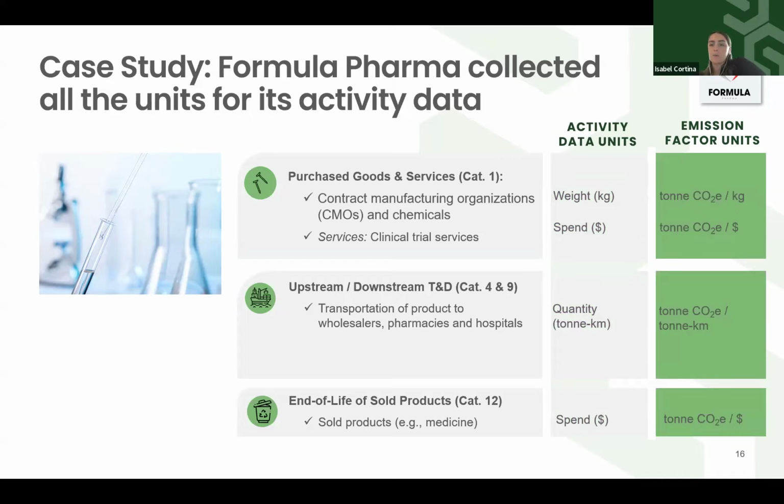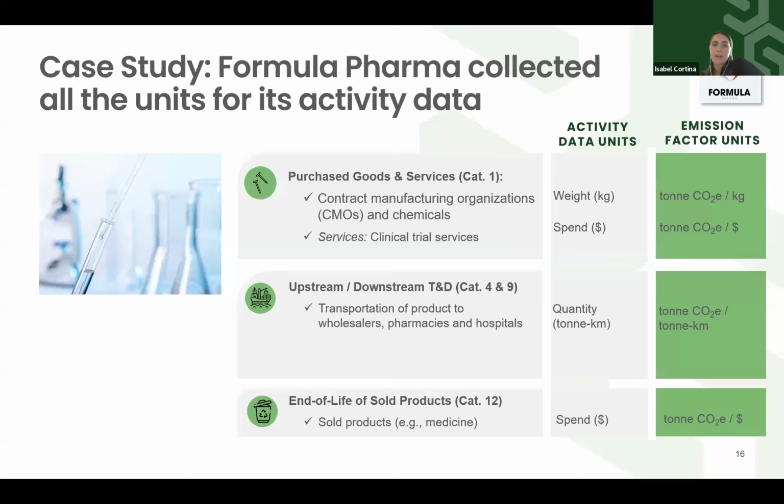Formula Pharma was able to define the appropriate emission factors and the associated units of each of those emission factors to use in their emissions calculations, which you can see here in the green box. In this example, the activity data gathered in kilograms for purchased goods and services will use an emission factor of tons of CO2 equivalent per kilogram. Alternatively, for the services with spend-based data, Formula Pharma will use an emission factor with the unit of tons of CO2 equivalent per dollar spent. The same goes on and on for upstream transportation and distribution, as well as the end-of-life treatment of sold products.